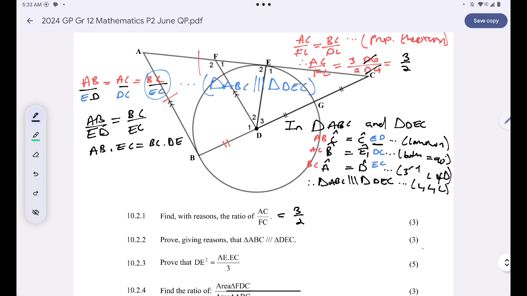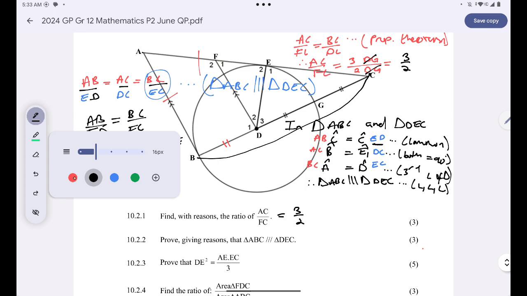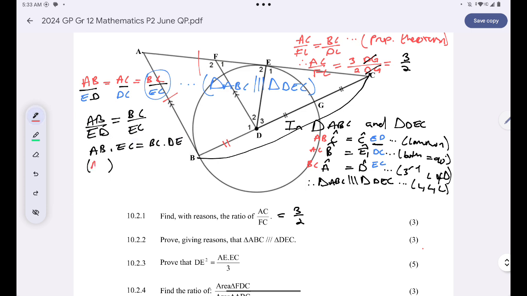But please remember that DE is the radius, and we said that this line is 3 times the radius. Are you together? Another thing I want us to know is that the length of AB, since AB and AE are tangents from the same point, it simply means that AB and AE are equal. Whenever I see AB, I'll just put AE. Why? Because AB and AE are tangents from the same point.